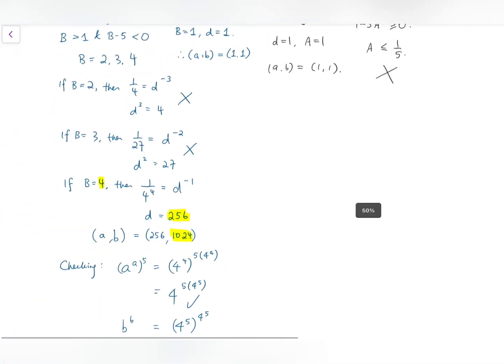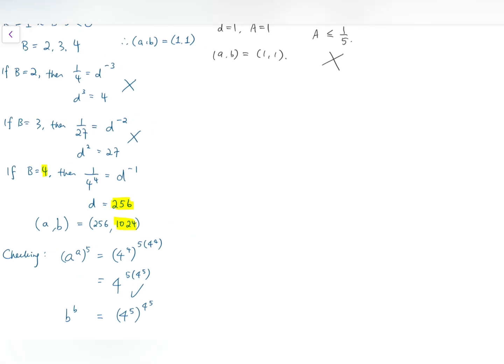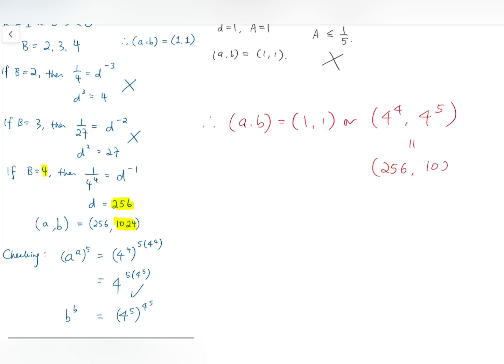So that means altogether, our final solutions are either both equal to 1, or a is 4 to the power of 4, and b is 4 to the power of 5. Of course, you can say this as 256 and 1024. So these are our final answers.